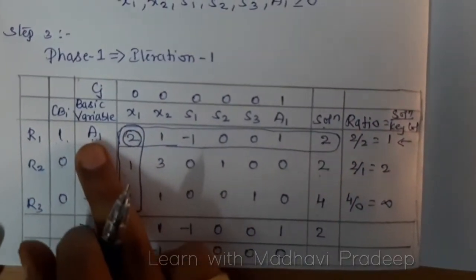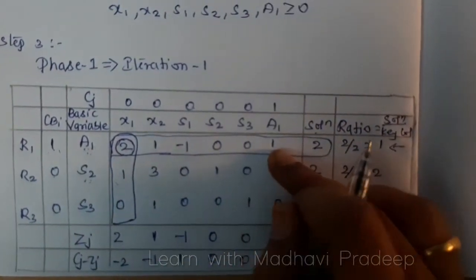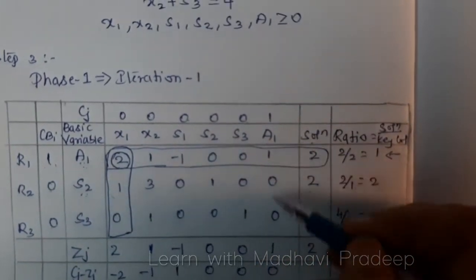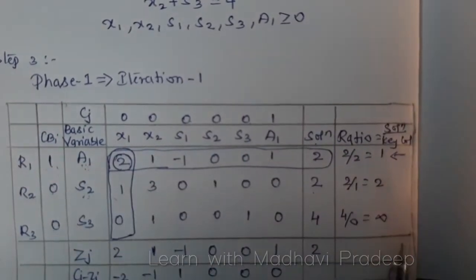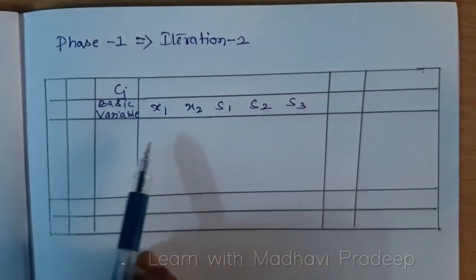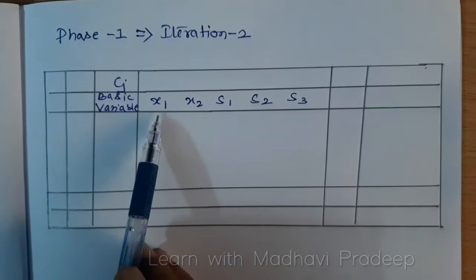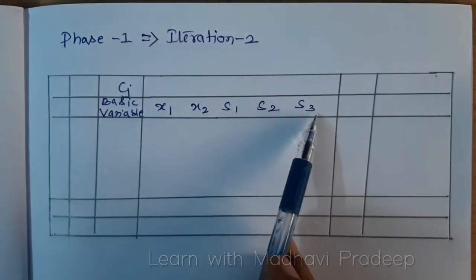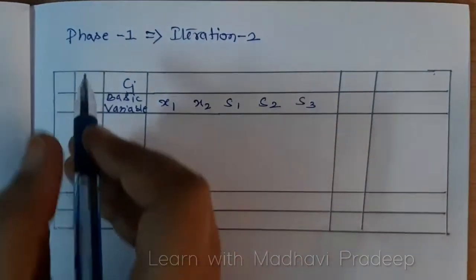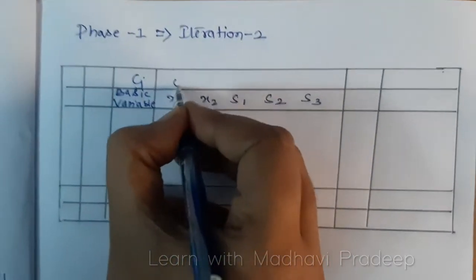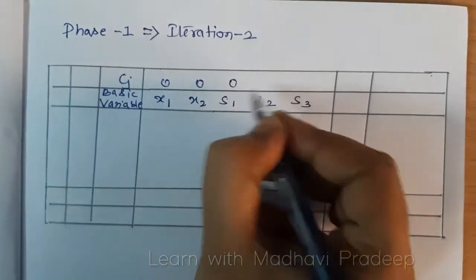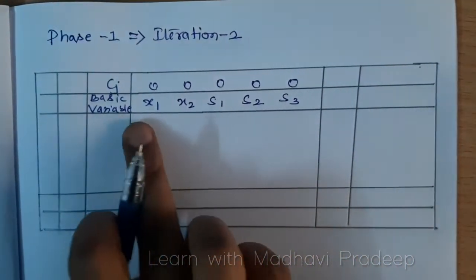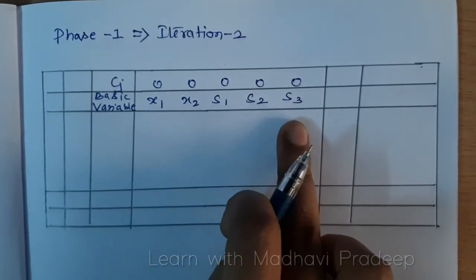Since a1 is an outgoing variable, we need not calculate for the a1 column in the next iteration. So you can remove this column completely in the next iteration table. In iteration 2, we have basic variables x1, x2, s1, s2, s3, and I have removed a1 because a1 was the outgoing variable. Let us write down the coefficient values. The x1 value is 0, x2 value is 0, s1 value is 0, s2 value is 0, s3 value is also 0 because all these variables are not there in the revised objective function.